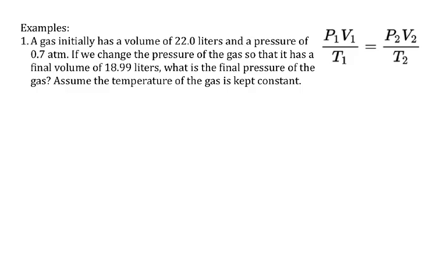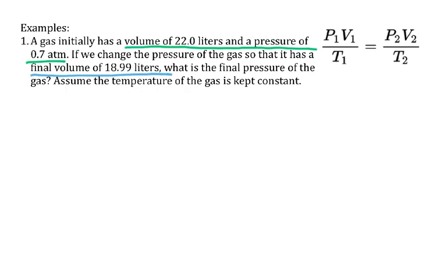With these, some of it's just staying organized as well. So a gas initially has a volume of 22 liters and a pressure of 0.7 atm. If we change, I'm going to change the color, because now we are changing to something else, the pressure of the gas, so that it has a final volume of 18.99 liters. What is the final pressure of the gas? The temperature of the gas remains constant.